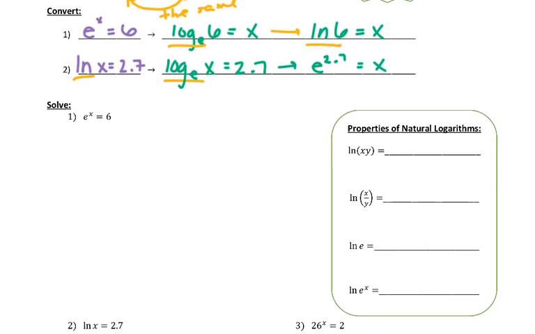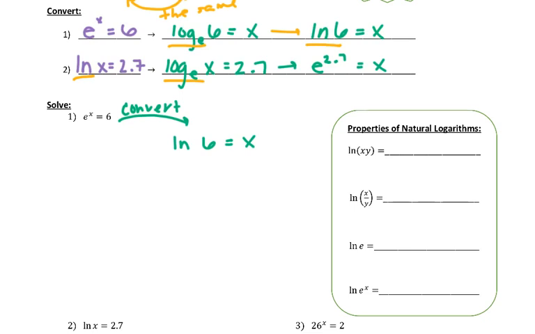So now let's actually talk about how we're going to solve this. We learned how to convert it. Now let's learn how to solve it. This first one, since we already know how to convert it, let's just write that converted answer in. If we convert it, we know we get the natural log of 6 equals x. And the cool thing is x is already by itself.